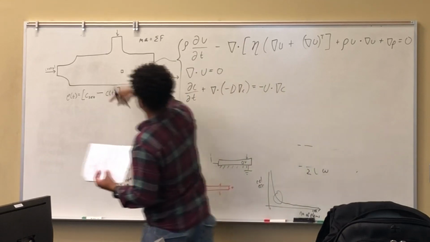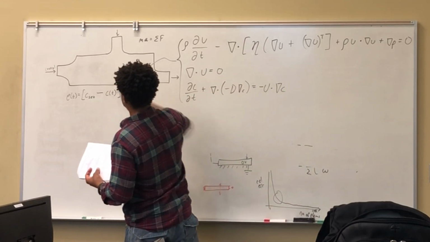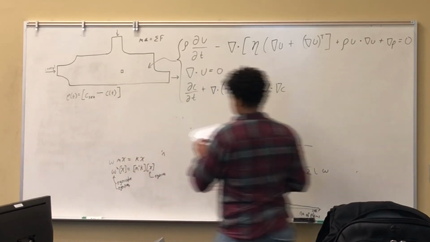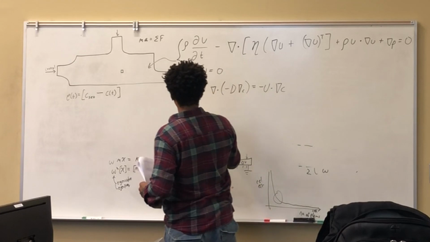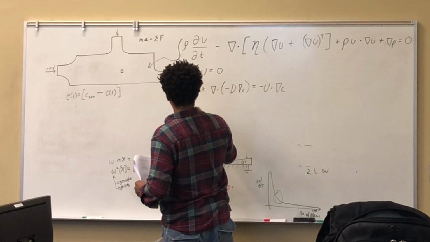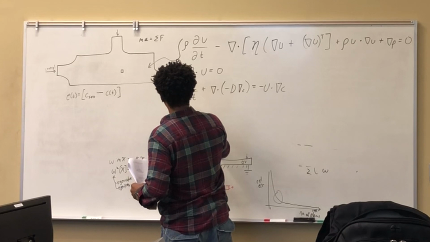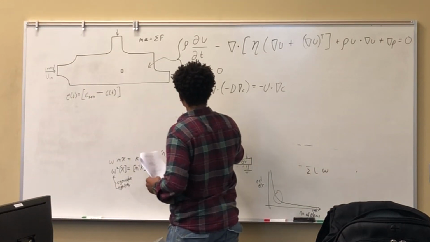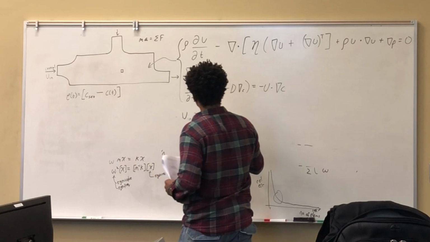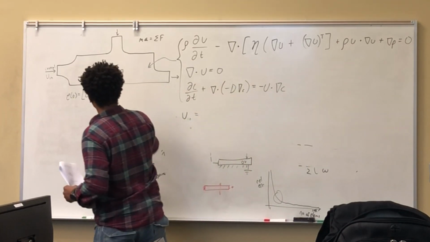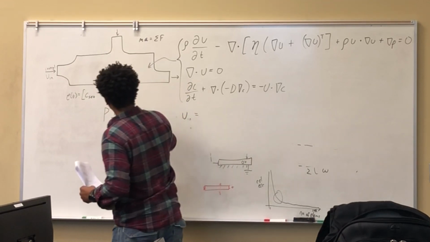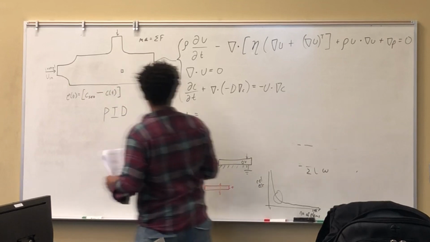You don't want it to be unstable and just oscillate or something like that. You want it to try to get there quickly because you're trying to have a certain type of output concentration here. So in that case, we have our input velocity here, which is going to be a function of PID. What PID stands for is proportional, integral, and derivative type of controller.